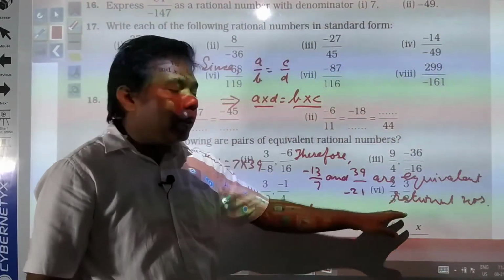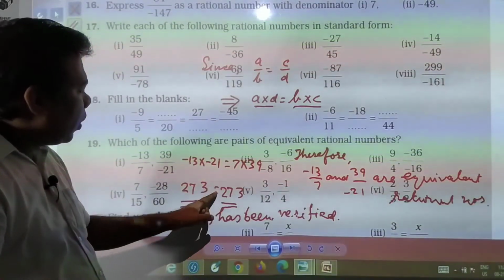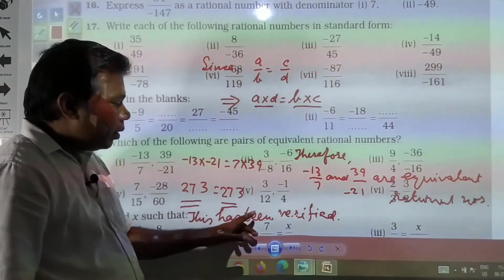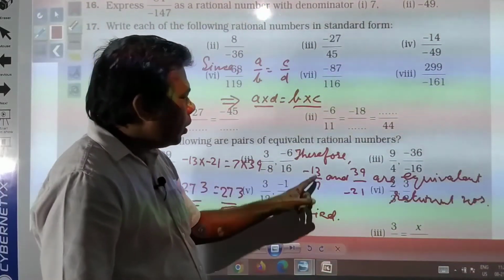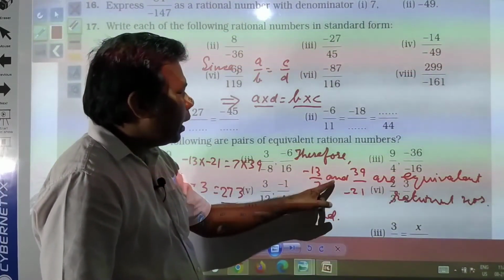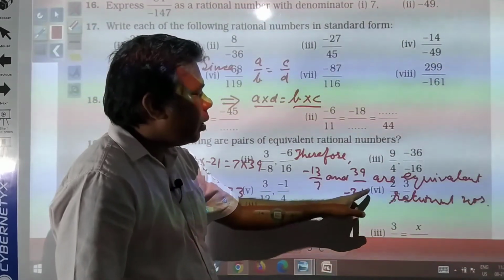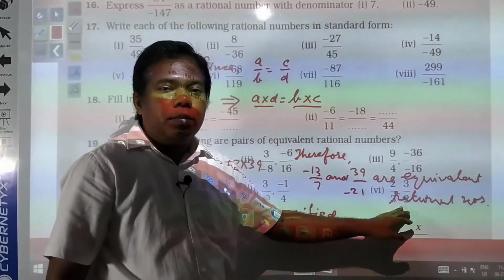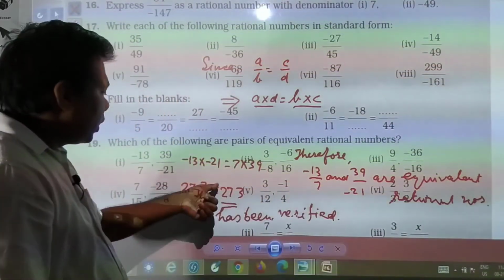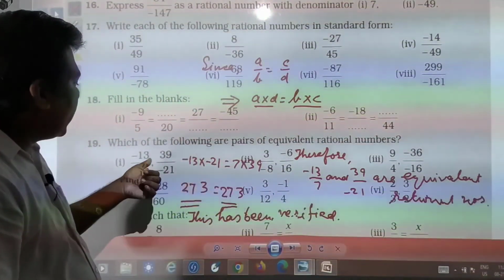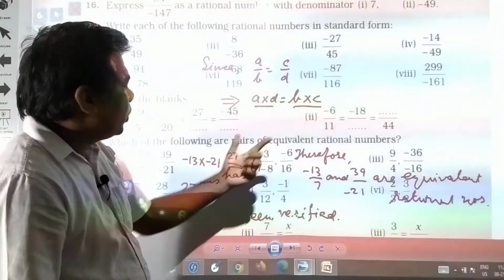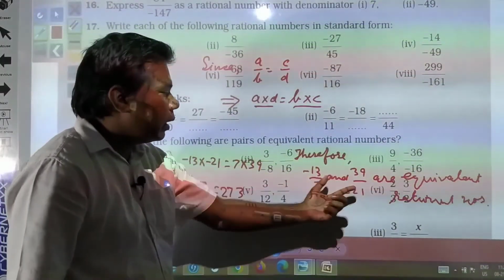This is required to be written. If it does not come equal, then again you will write this has been verified, therefore -13/7 and 39/-21 are not equivalent rational numbers. Like that you need to write if it will not come equal. So you need to check by multiplying a×d and b×c, and you need to check for each and every question.